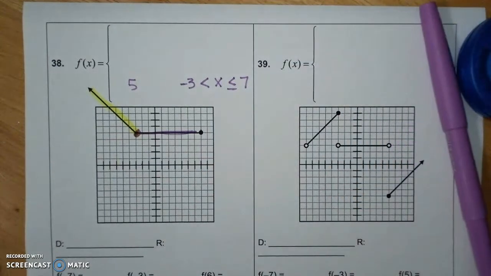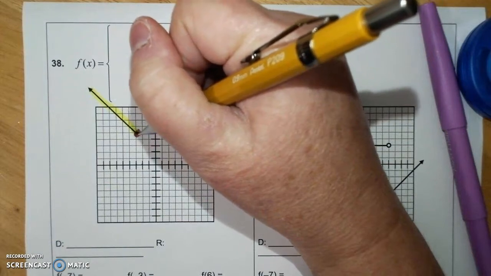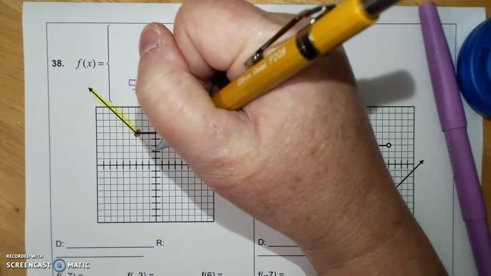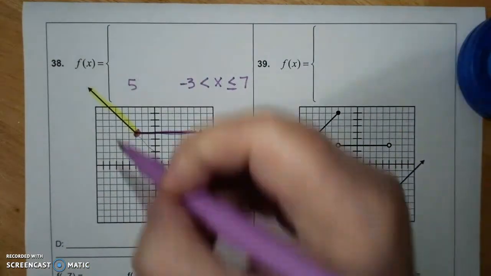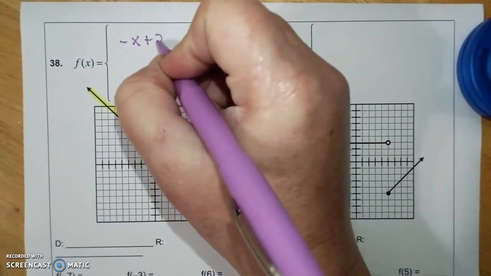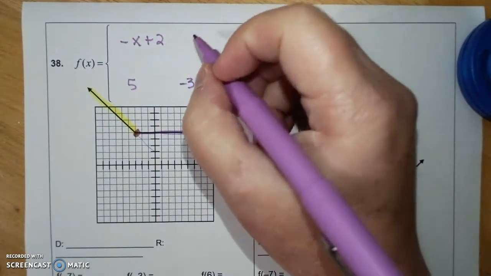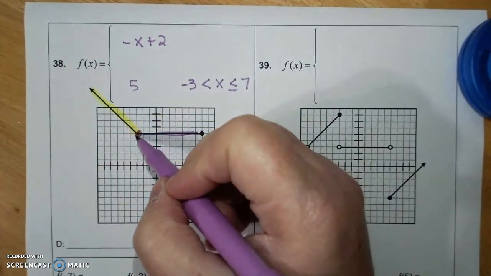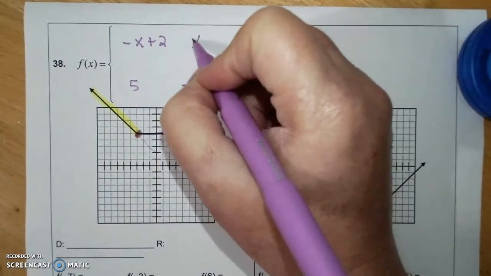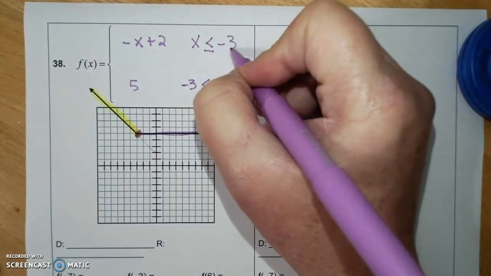This one, if we continue on, goes in a negative slope. It would hit at 2 on the y-intercept. It is from infinity, but it is -3, so x has to be less than or equal to -3.